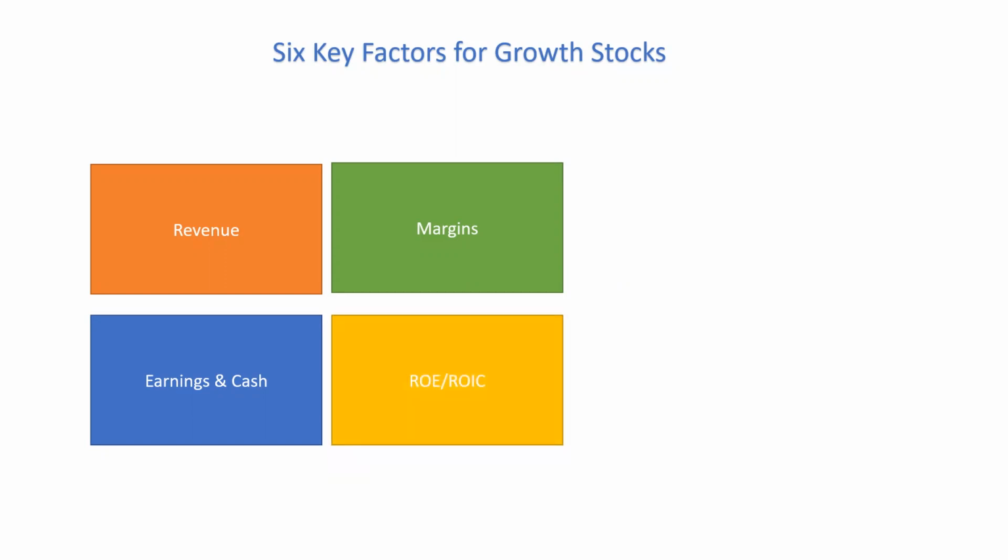Next item is ROIC. Now, many screeners won't give you ROIC to screen on, but they will give you return on equity, ROE. And ROIC, if you can get it, is a better metric, but in the absence of it, ROE is a good secondary substitute.